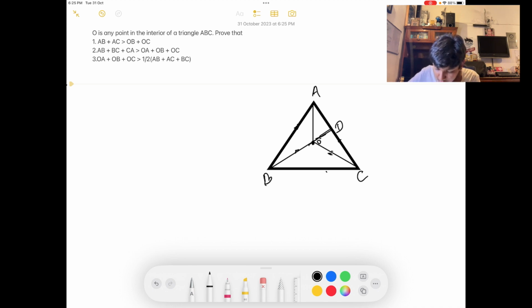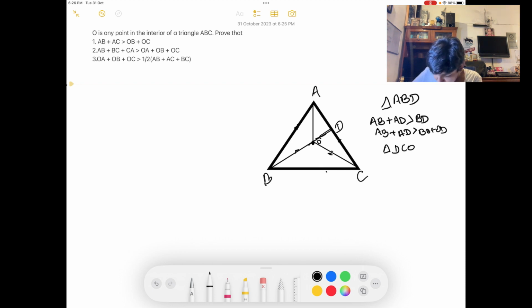Now to prove this we have to take the triangle ABD, right? So in the triangle ABD, using the property of triangles that the sum of two sides is always greater than the third side, we are going to say that AB plus AD is greater than BD, right? And we can also say that AB plus AD is greater than BO plus OD, because BD is basically BO plus OD.